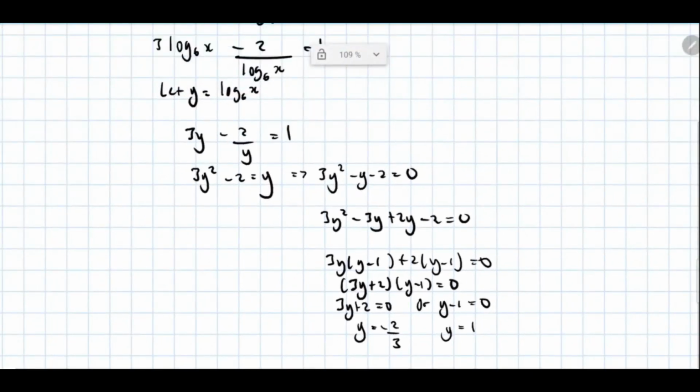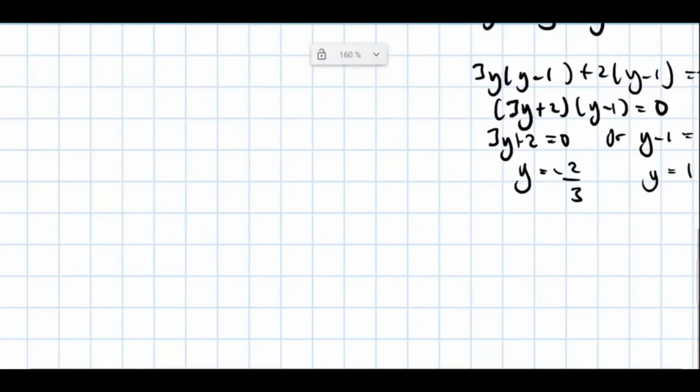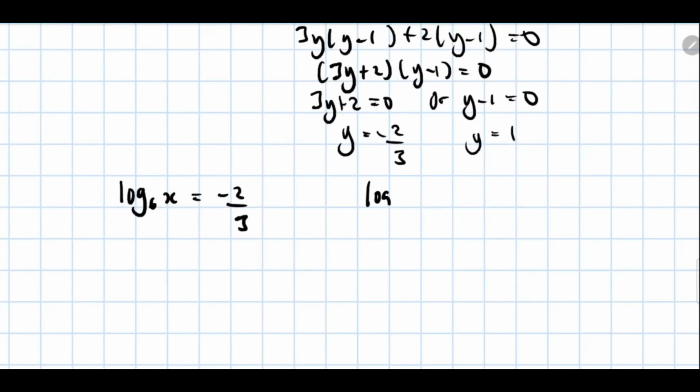Now, basically we just replace back into the variable that we replaced. So firstly, log x base 6 is equal to negative 2 over 3, and then we have log x base 6 is equal to 1. Here you can solve it nicely: x is 6 to the power of negative 2 over 3. The last one will be x is equal to 6, which is very nice. I'll leave it as an exact value, because that is how we do it.